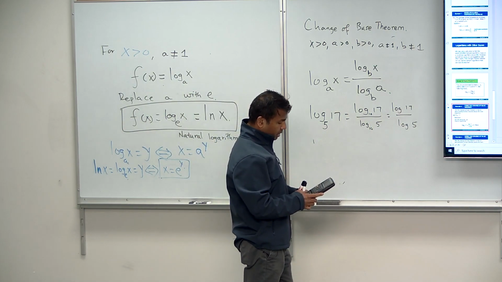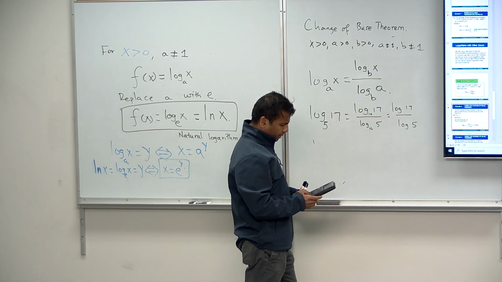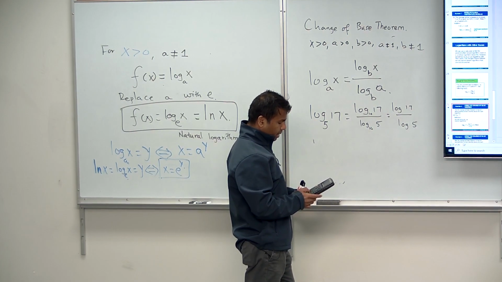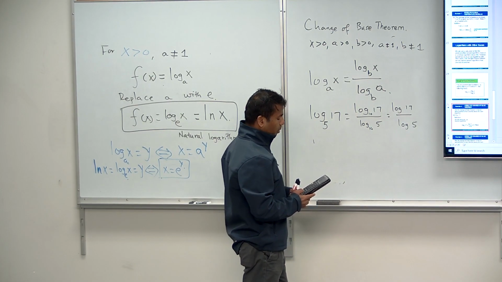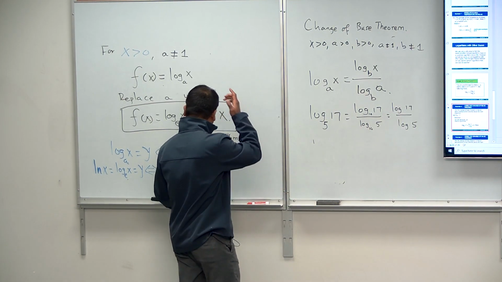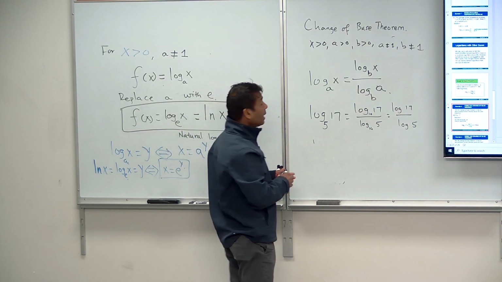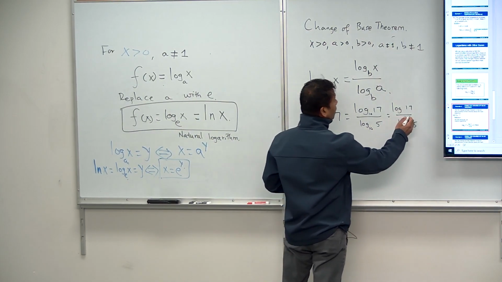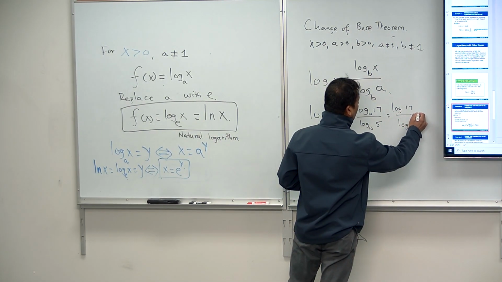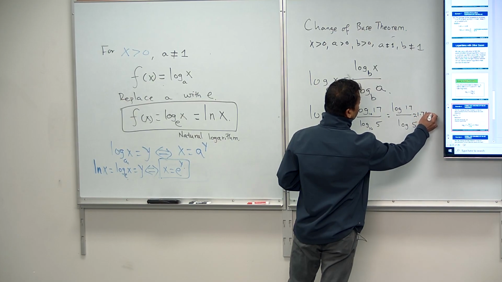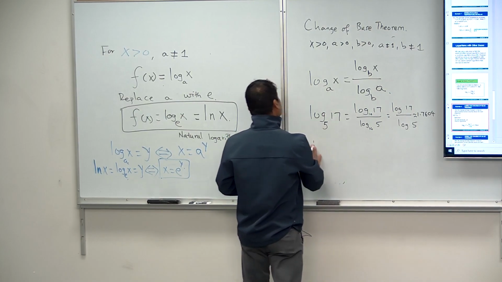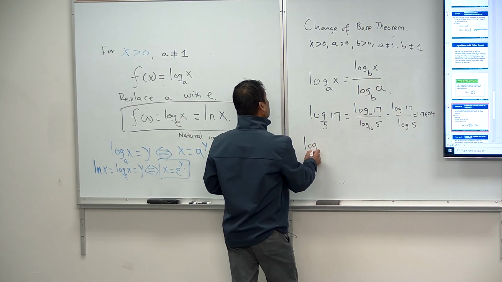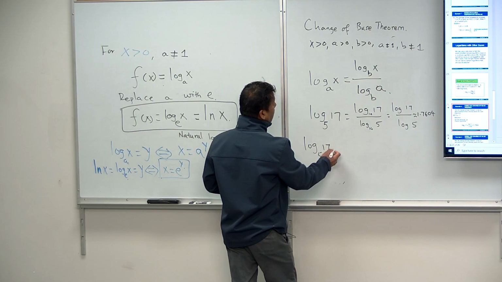So log 17 over log 5. Log 17 divided by log 5. Yeah, so this will be 1.7604. Okay? So this will be equivalent with 1.7604. Or you can use logarithm with base 5 of 17.